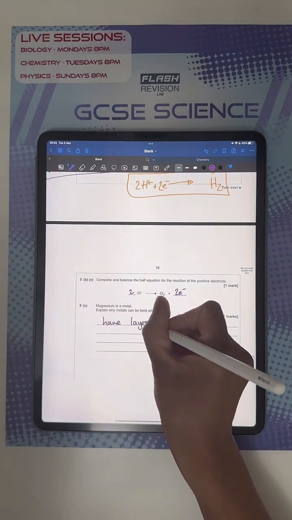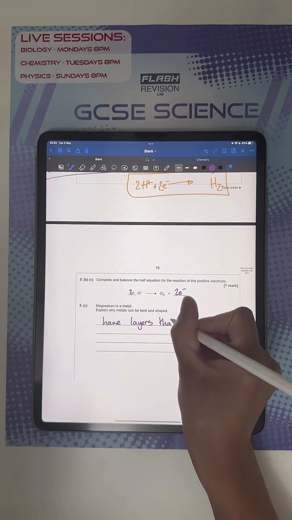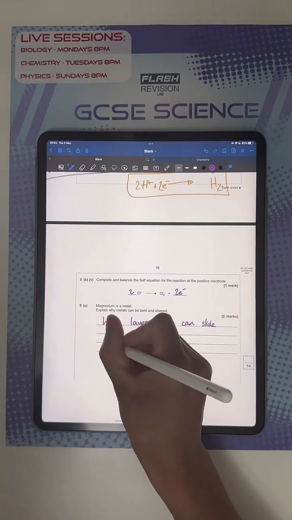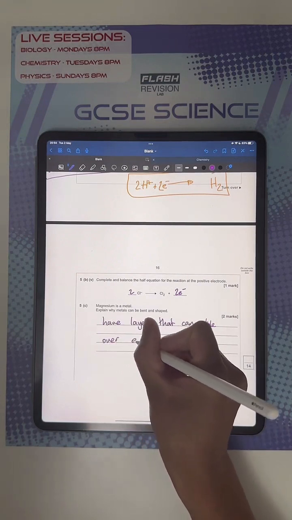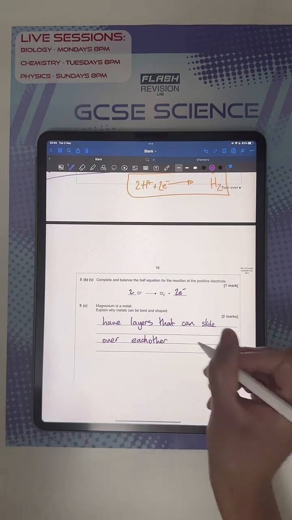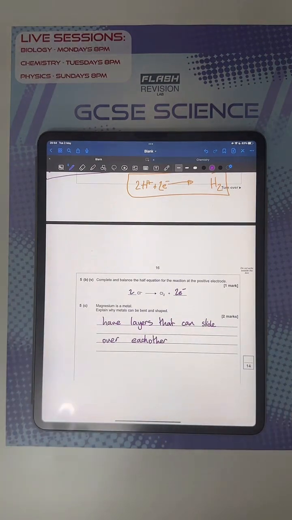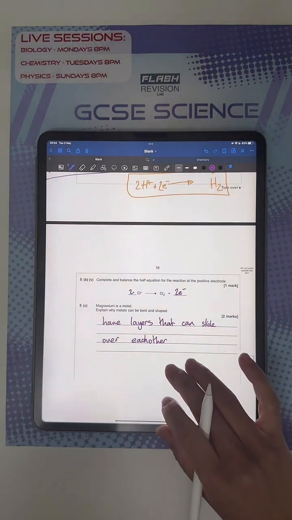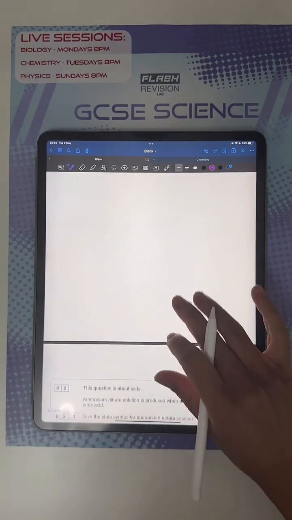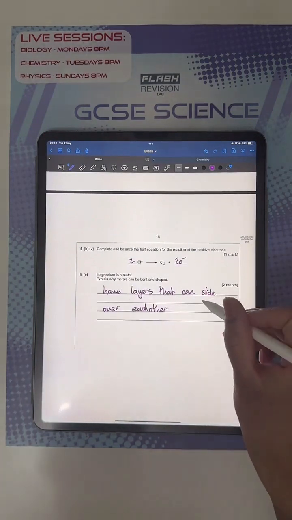So they have layers that can slide over each other. So 1 mark to mention the layers and the other mark to mention the fact that they can slide over each other. Yeah, that would be 2 marks. So 1 mark for that and 1 mark for this.